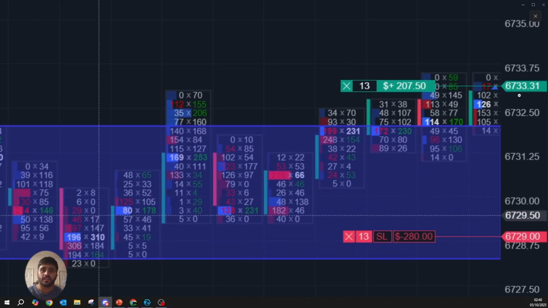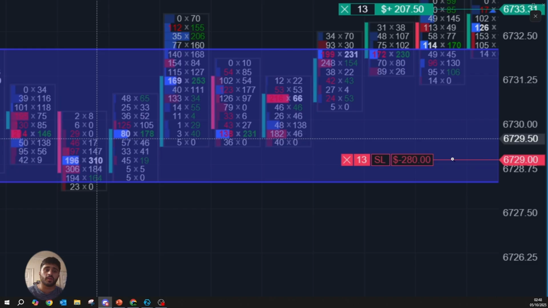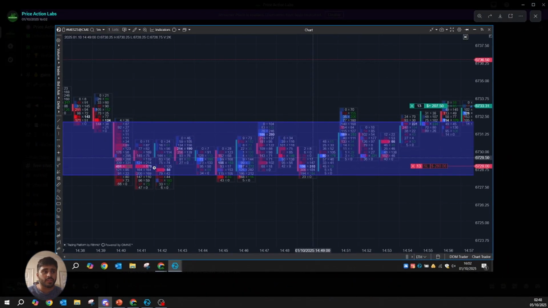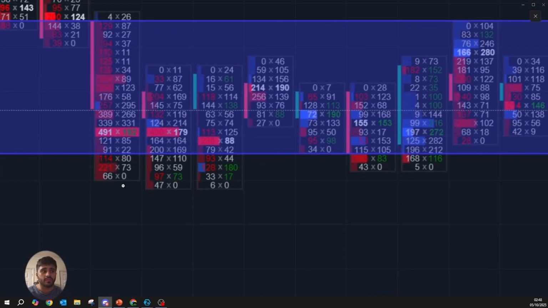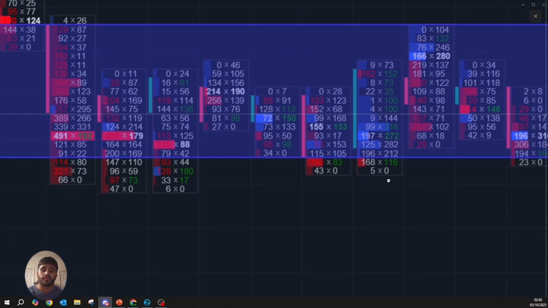So again, the entry was at 33, stops just above this level at 29. Again, where do you want to put your stop loss, right? I want to put my stop loss here because I know there's a lot of passive buyers over here. These sellers have failed, right? We also see a lot of zeros down here, finished auctions here: 66 for 0, 47 for 0, 6 for 0, 43 for 0, 5 for 0. A 0, in this case on the ask side, represents a finished auction. So it just basically means the reversal higher is more likely.